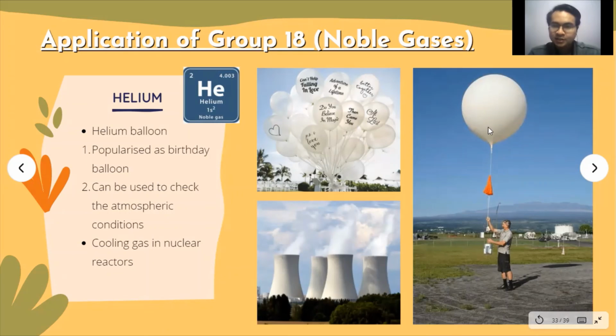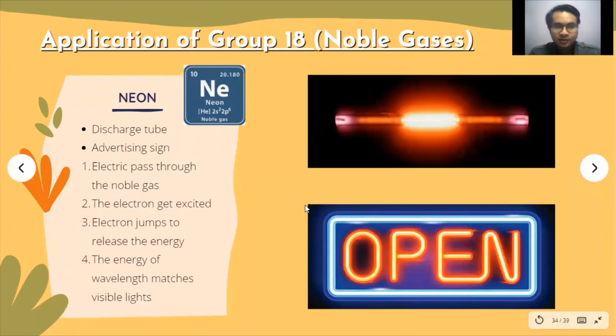Like in this picture, we can see that the helium balloon used to check the atmospheric condition is very big and it can reach the atmosphere. Next, helium can also be used as a cooling gas in nuclear reactors. Next, we are going to talk about neon. Neon is an element that we can use in a discharge tube. This orange color here is produced by neon.